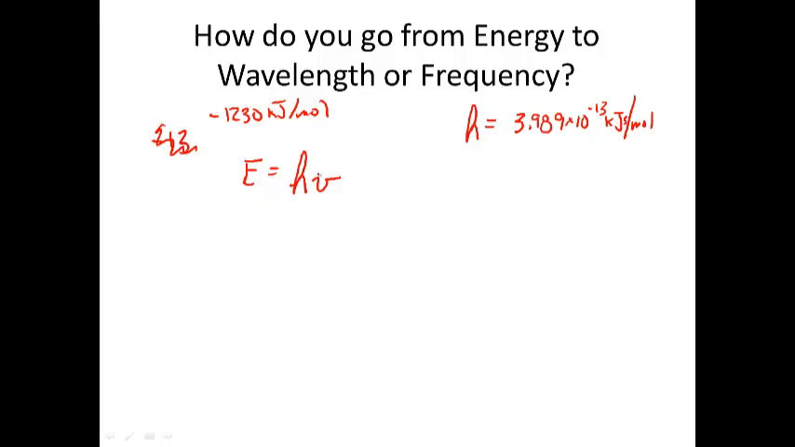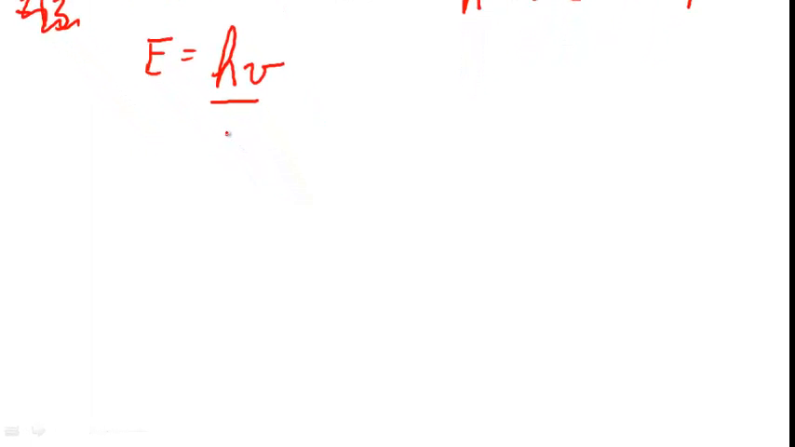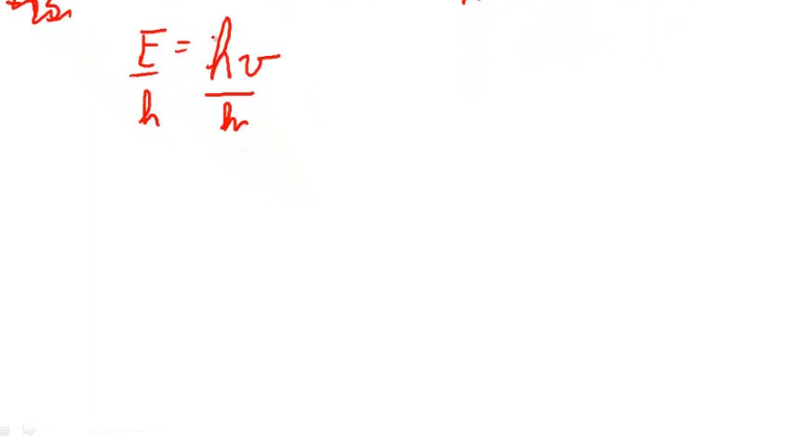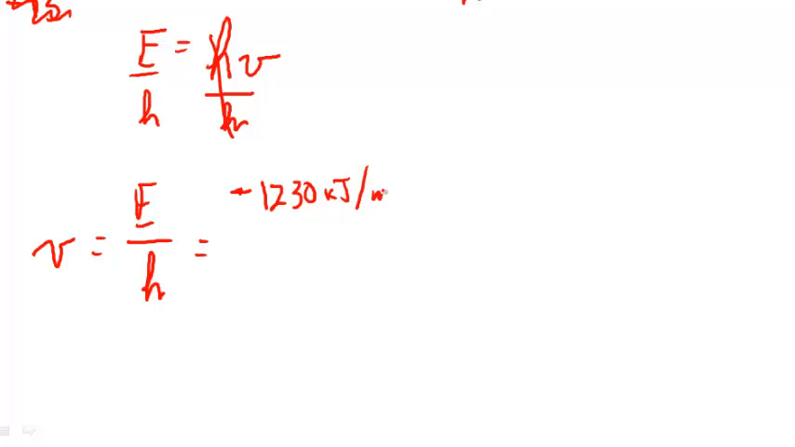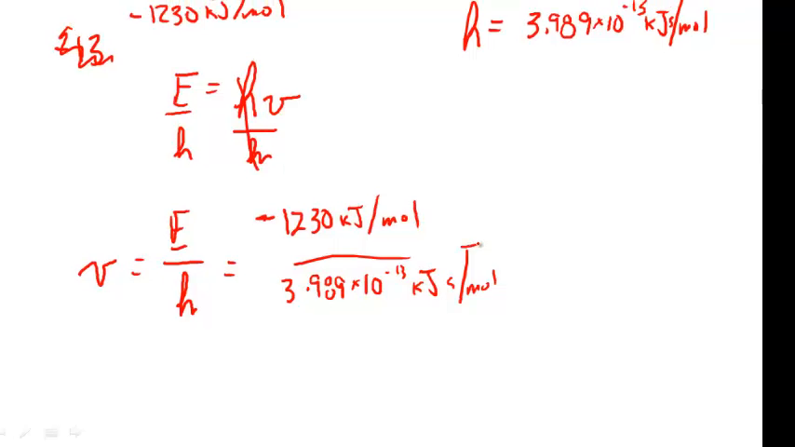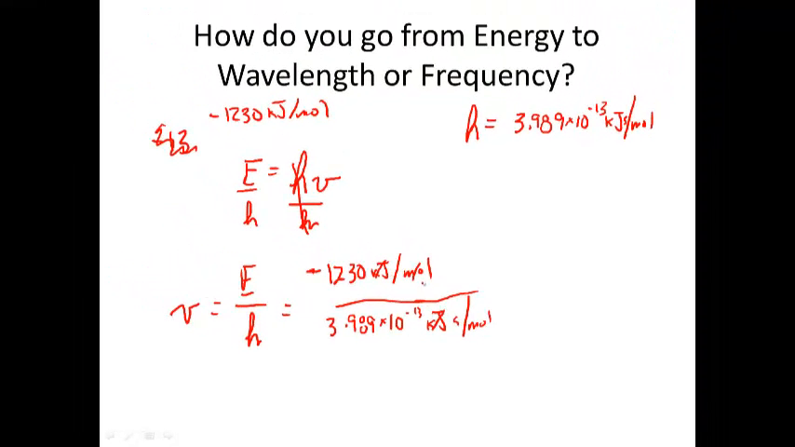All right, I'm going to rearrange this equation to solve for the frequency by dividing both sides by h. So energy over h is going to be equal to that frequency we're looking for. Again, the energy that we solved for in that last problem was negative 1230 kilojoules per mole. h is 3.989 times 10 to the negative 13th kilojoule seconds per mole. The kilojoules and the kilojoules cancel, the mole and the mole. The per second that we wind up with is what we're left with, which is going to give us our frequency.